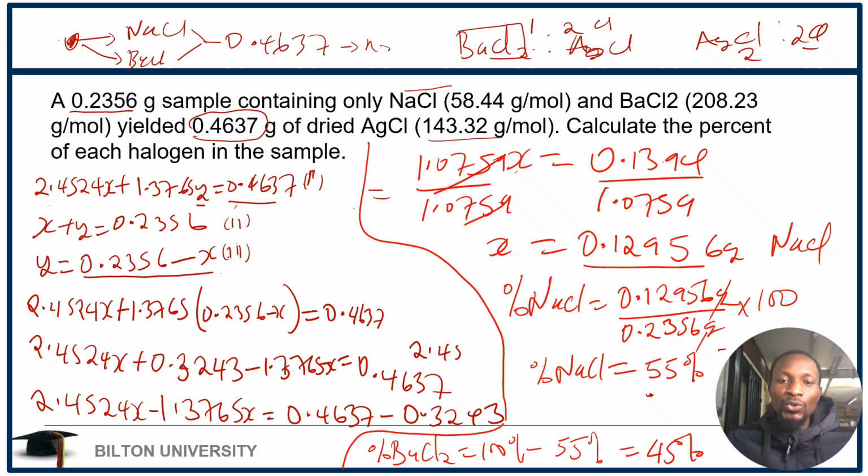So this is the percentage of barium chloride that remains. You don't need to go and look again for the mass of barium chloride in order to get its percentage. Once you have the percentage of sodium chloride, then because there are only 2 in the sample, it means that the remaining part is the percentage of barium chloride, because a whole sample had 100%. So that's how we approach these questions.